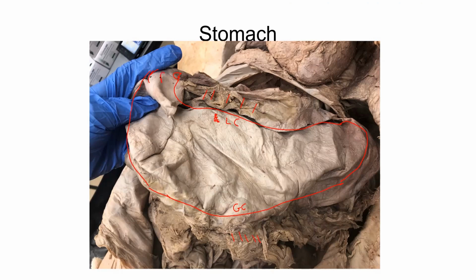We've also got the pylorus. I think I pointed out that narrowing where we start to go toward the duodenum, which is into the small intestines. Yeah, and this is what the stomach would look like there, okay? And then this large general region here is what we call the body. So we've got the fundus up here, the greater curvature, lesser curvature, the body, which is all of this, and then the pylorus.